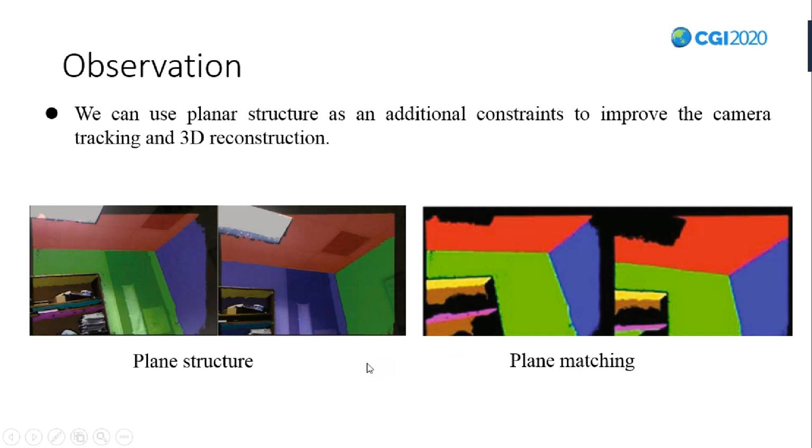In the man-made environment, the planar structure is everywhere. If we can establish the plane correspondence relationship between frames, and then make the corresponding planes align with each other in the camera pose estimation, we can effectively reduce the camera sliding in the plane area during the camera pose estimation.